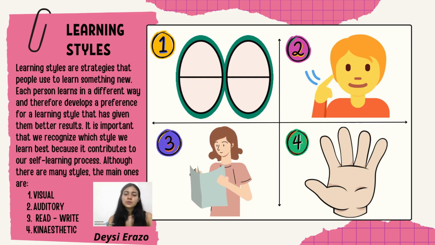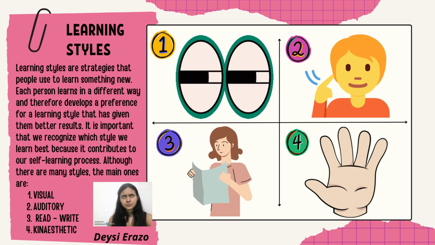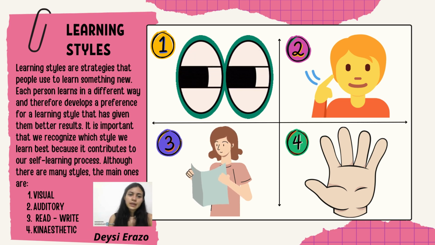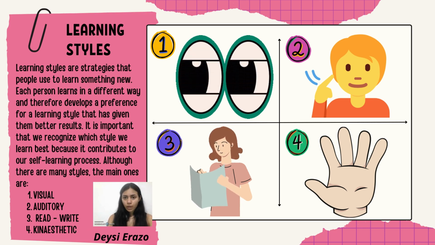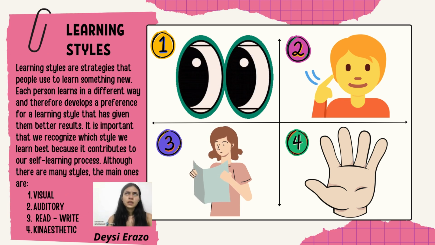First, we must define what learning styles are. Basically, they are strategies that we use to learn something new. Let's remember that we all learn in a different way. Therefore, we develop a preference for a learning style that has given us positive results. It is important that we recognize which style we learn best with because it contributes to our self-learning process.